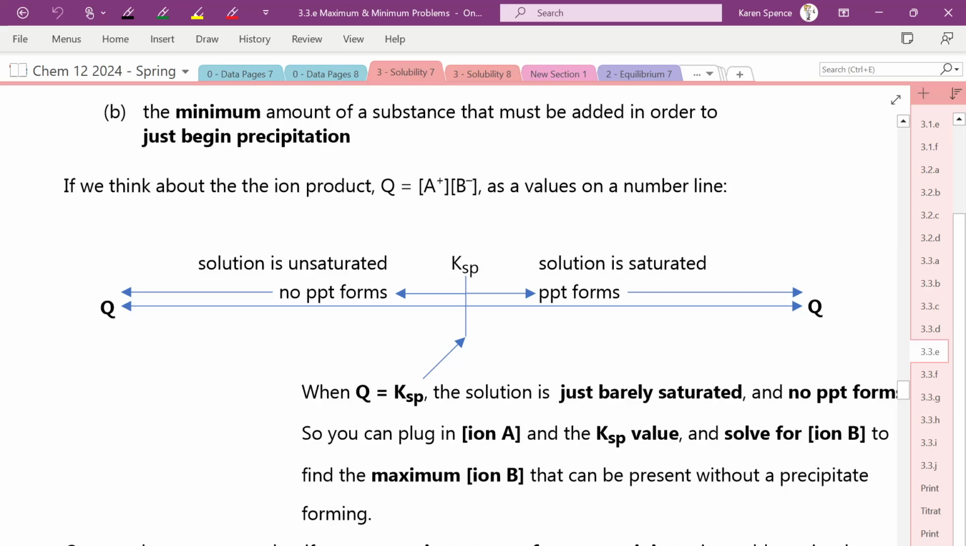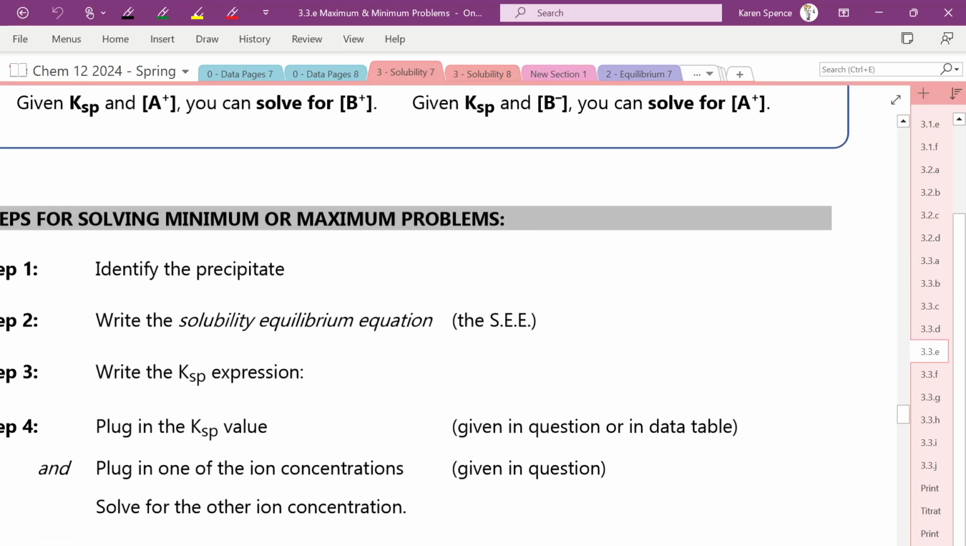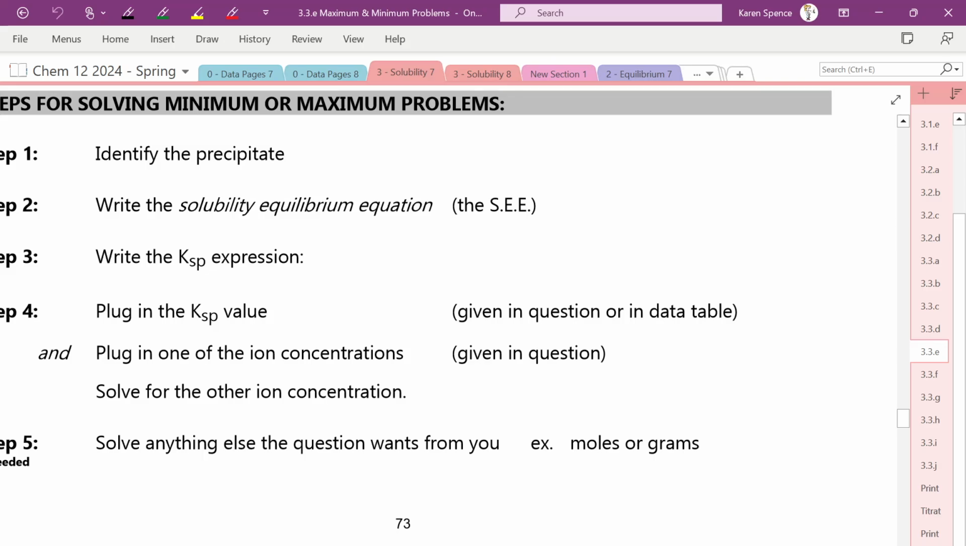When Q is equal to KSP, the solution is just barely saturated and we get no precipitate forming. You plug in one of the ion concentrations and you find the other ion concentration, but don't try and make them equal X, just the one ion concentration. If you want to use X for one of them, that's fine. Okay? And then we have all the steps, identify the precipitate, right? Which compound will we write the KSP for? Yeah, that's what you're always asking yourself first.